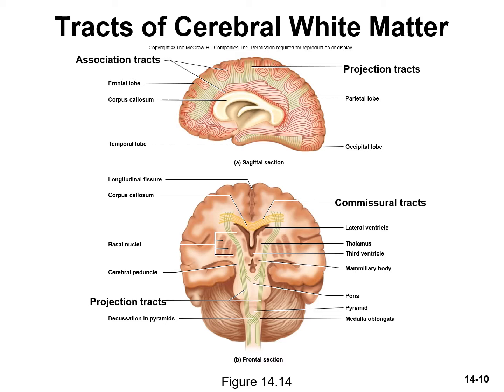Okay, so looking at our tracts of cerebral white matter, we have our projection tracts here shown in green. We have our association tracts, which are shown in red. And then we have our commissural tracts shown in yellow, and this is basically showing an outline of that corpus callosum.